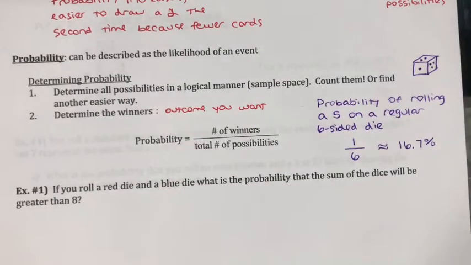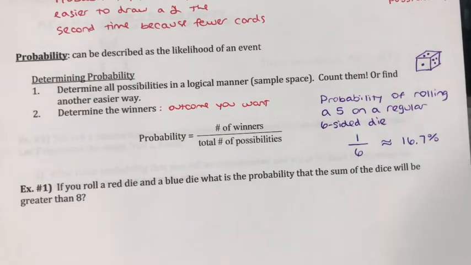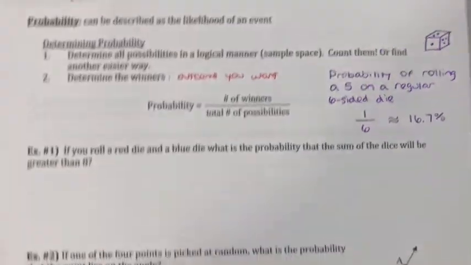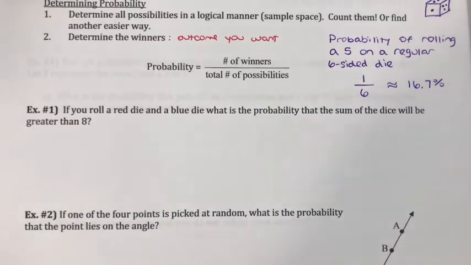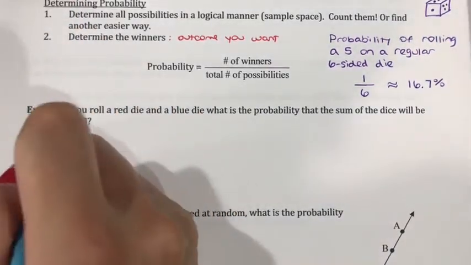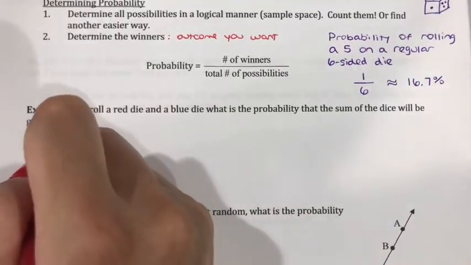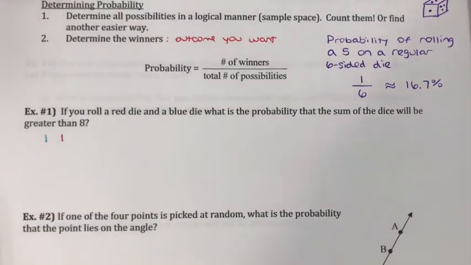So what if we have 2 die? So we have a red die and a blue die. Let me actually get a blue pen here. What is the probability that the sum of the dice will be greater than 8? Now we need to come up with our total list of possibilities. Now I could roll a blue 1 and a red 1. That's one of our possibilities.